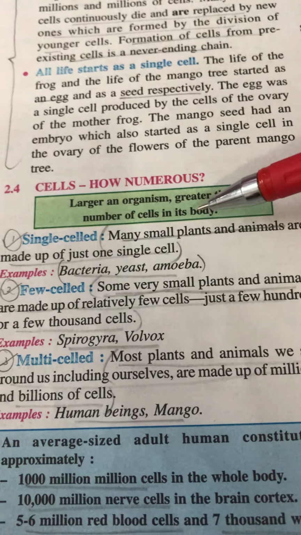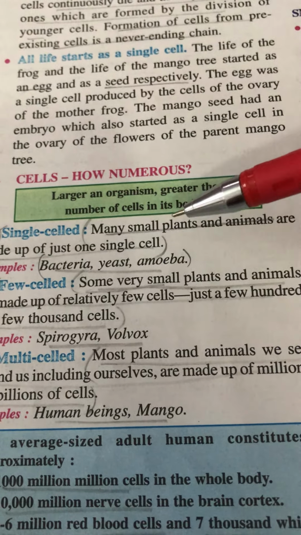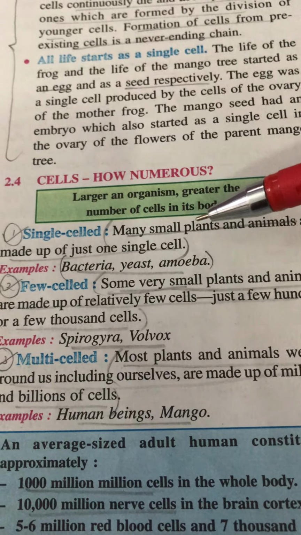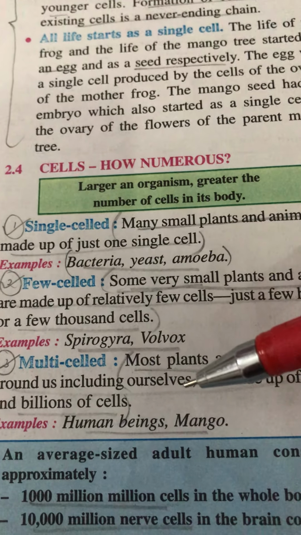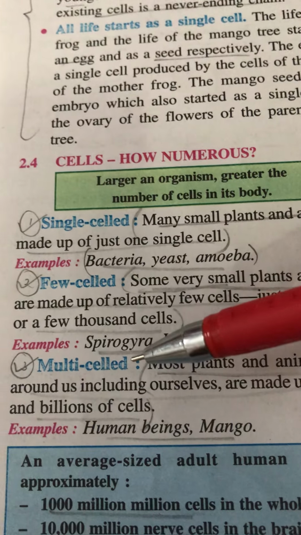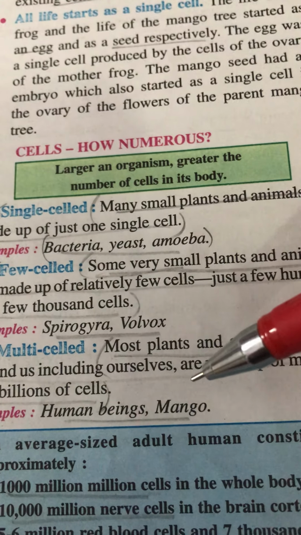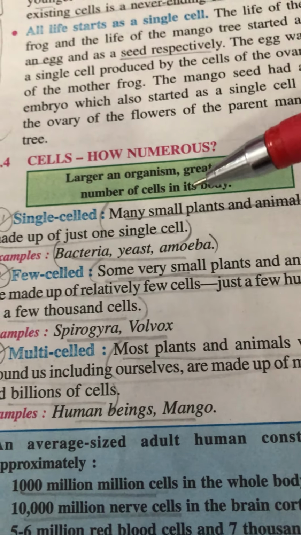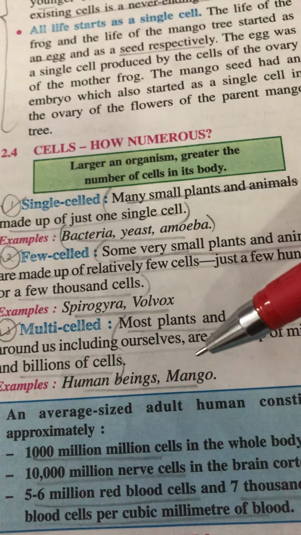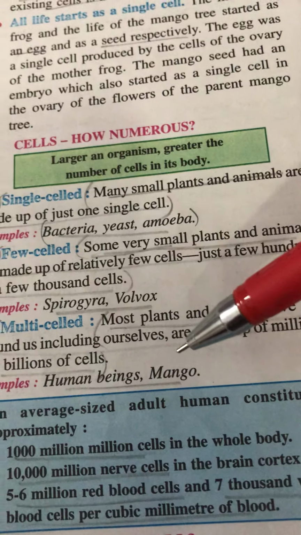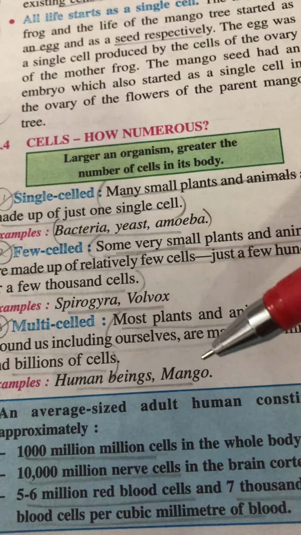Next, coming to uni and multicellular organisms. Those organisms which are made up of a single cell are called unicellular, like bacteria and yeast, and the ones which are made up of several cells are called multicellular, like human beings or mango or neem plant. In a unicellular organism, a single cell does all the work, whereas in a multicellular organism there is division of labor. The work is divided to different groups of cells.